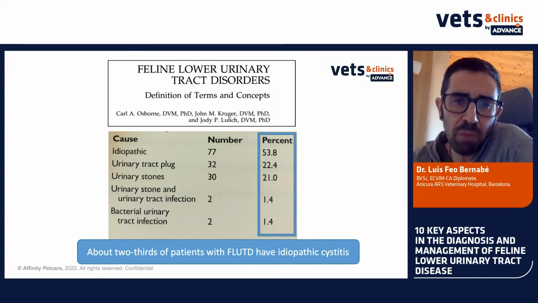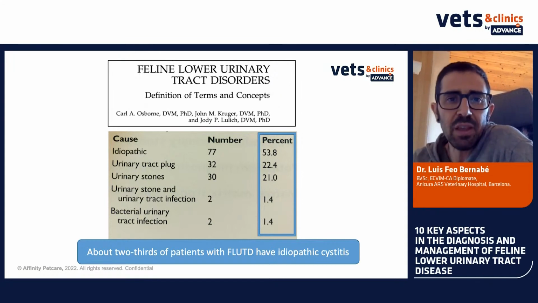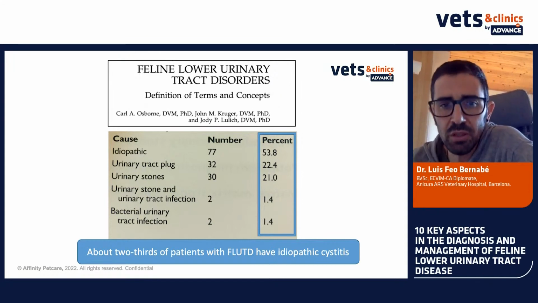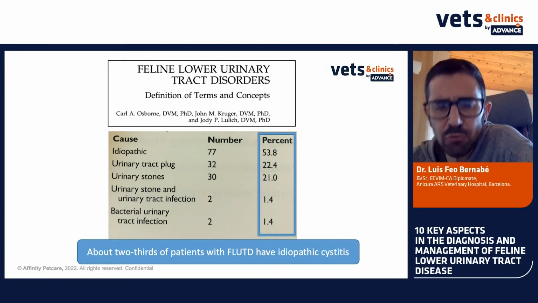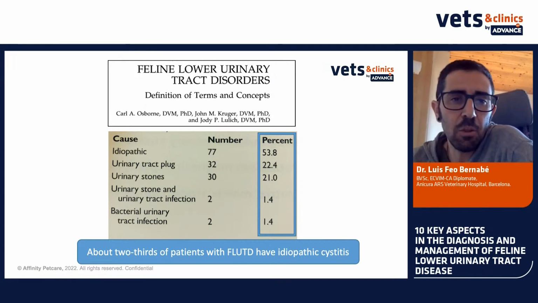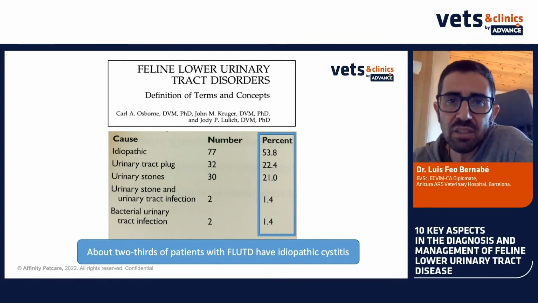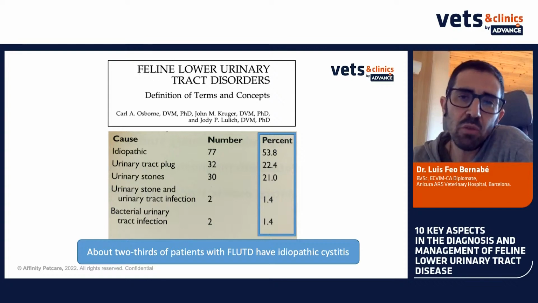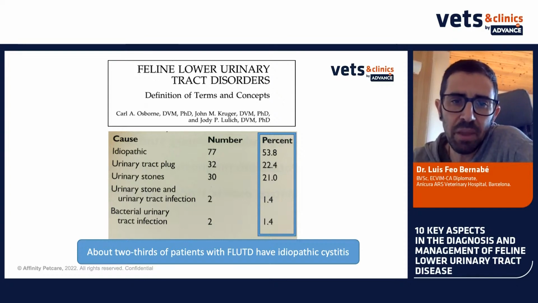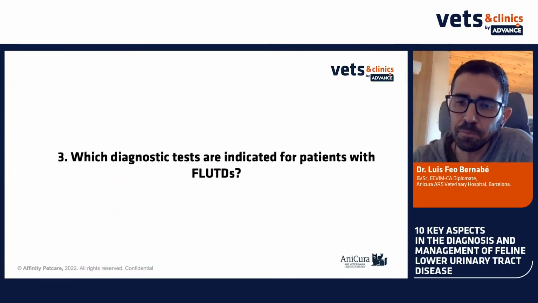Urinary plugs, urethral plugs, are quite important. Urinary stones are also important, less frequent than idiopathic cystitis, but also important. And UTIs, as you can see here, are less common, but it will depend on the age of the patient. UTIs are quite common in older patients, less common in younger patients.